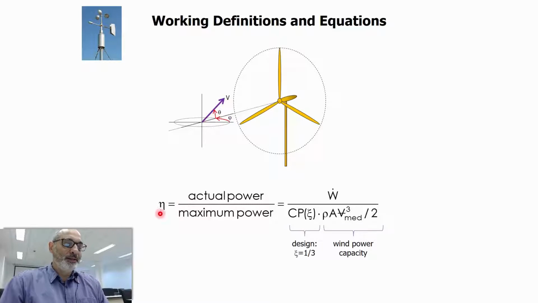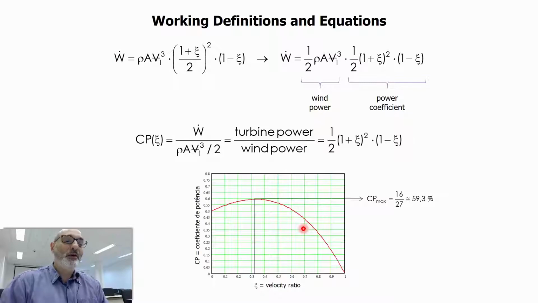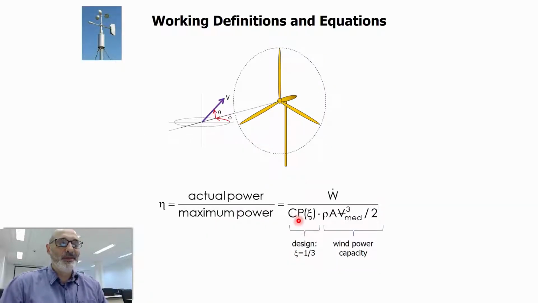And we can generate an efficiency number, like this. That's the actual power that you get from your windmill divided by the maximum power, which is the wind capacity multiplied by the maximum power coefficient in English. CP is for coeficiente de potência in Portuguese. Sometimes I mix the terms, sorry for the mix of Portuguese and English. So that's the definition for wind power.